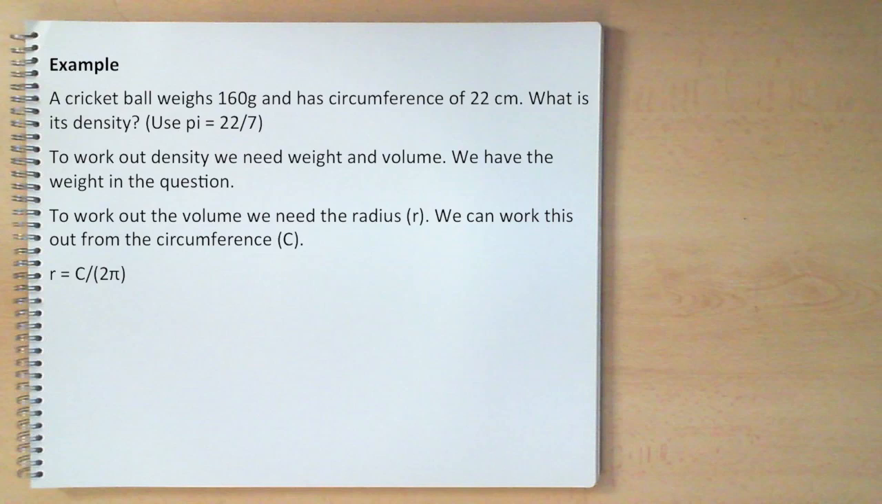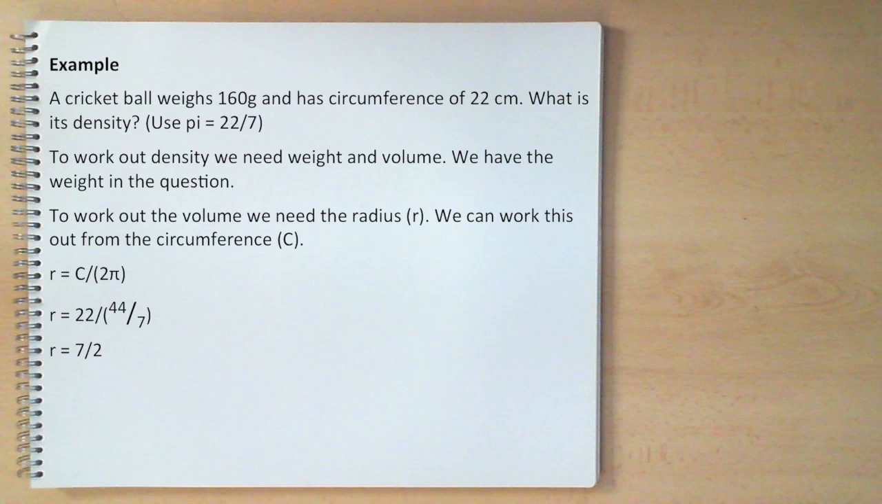So the circumference is 2 pi r, which means that the radius is the circumference divided by 2 pi. 2 times pi is 44 over 7, so our radius is 22 divided by 44 over 7. To divide by a fraction, what do we do? Remember, we turn the fraction upside down and multiply, so we end up with 22 times 7 divided by 44. Some quick cancelling will show you that the radius therefore is 7 over 2.